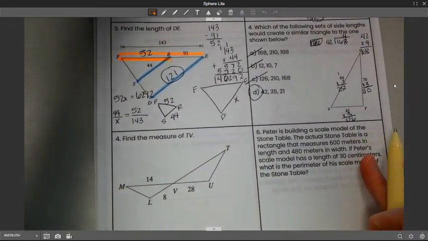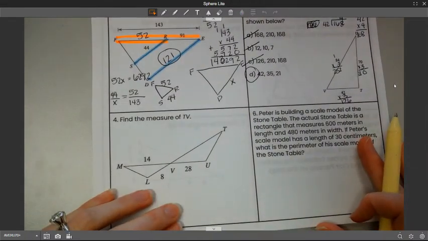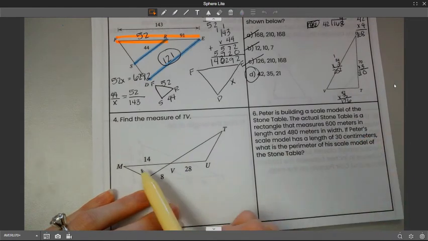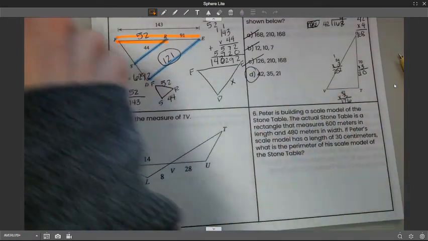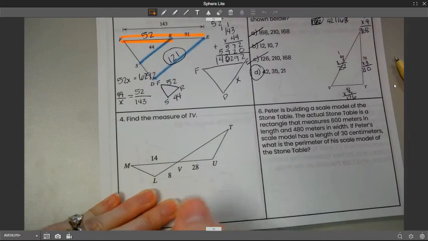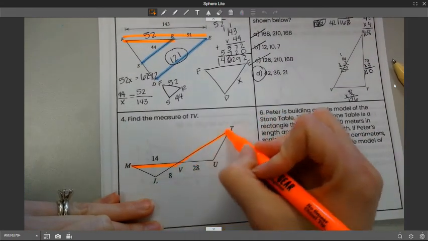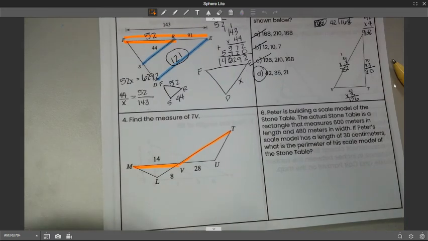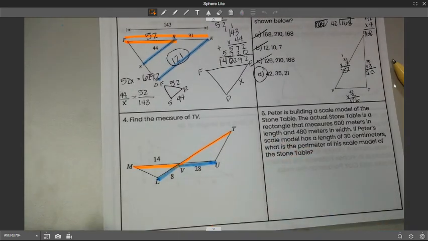Okay, it says find the measure of TV. So here we can see our shapes are kind of flipped around. If I flip them back, we have our longest side here, 14. This 14 is going to match with this TV, okay? And then if I have my two sides here, these are the two bottoms, those match with each other.